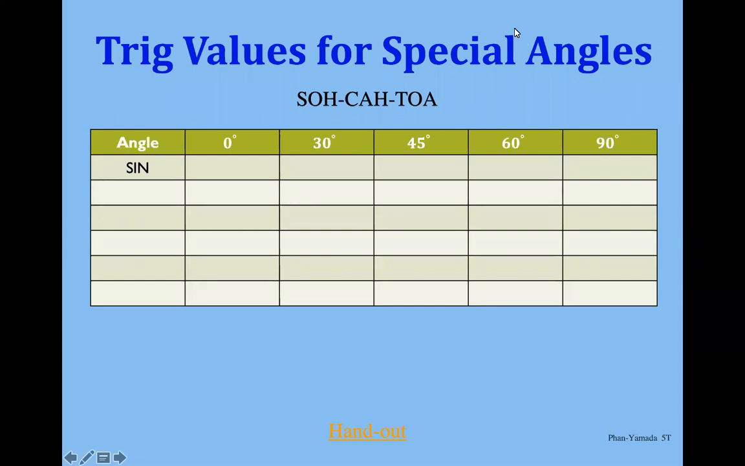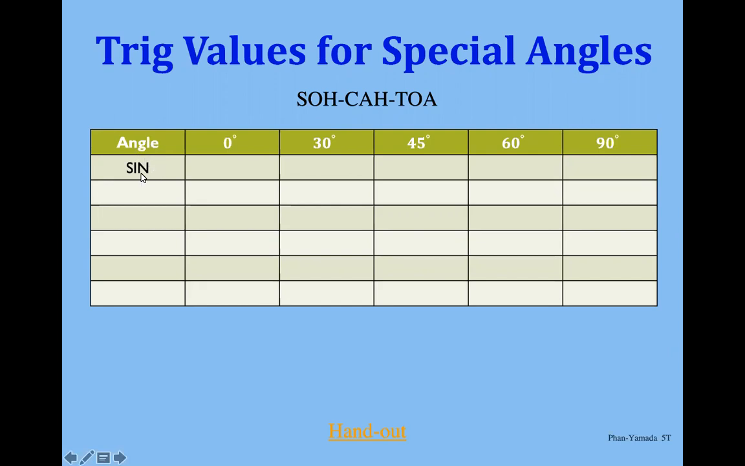Hello, here is the tip to memorize trig values for special angles. So you're going to set up the table this way. The first row would be angles. The special angles will be 0 degrees, 30 degrees, 45 degrees, 60 degrees, and 90 degrees. We will start with the sine function first.